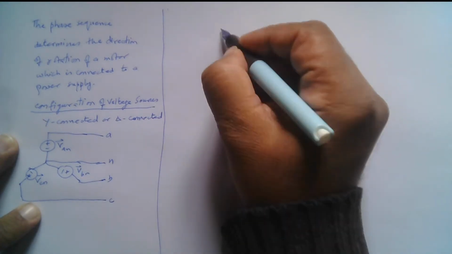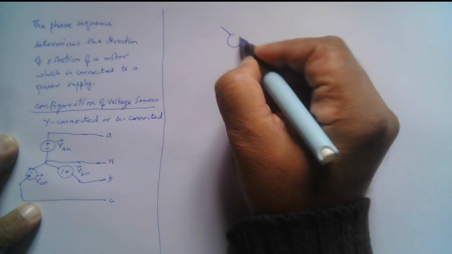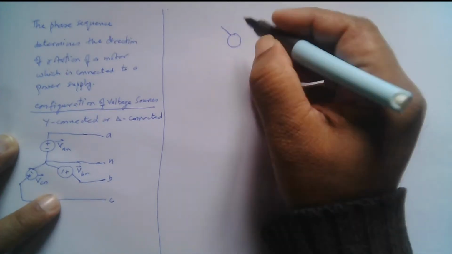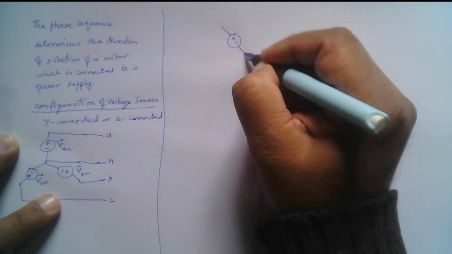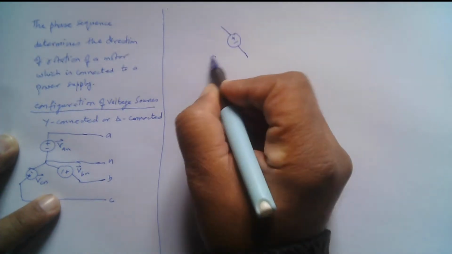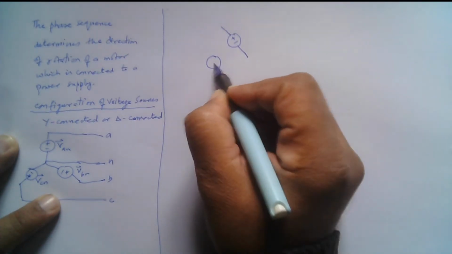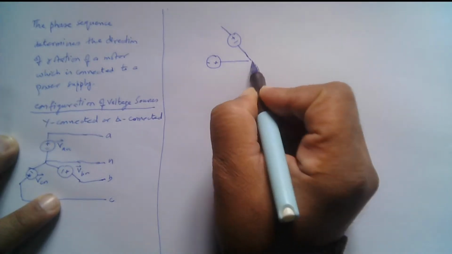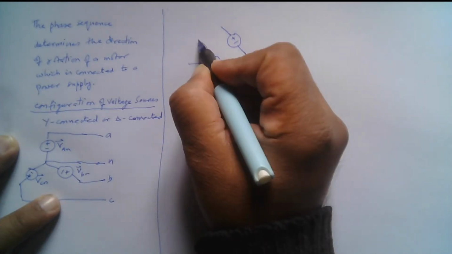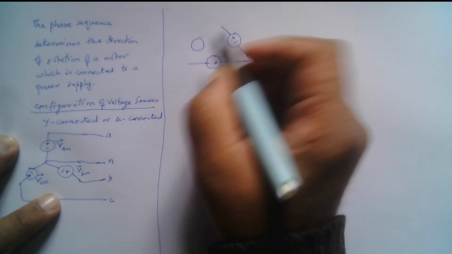For example, this is one source, and then we have another source here, and then we have another source here.